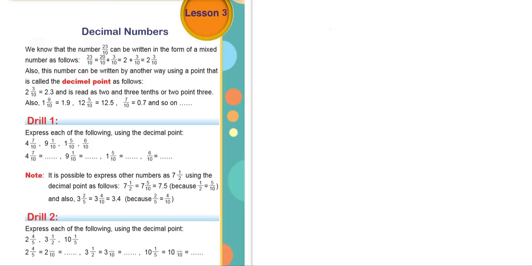Today we will start a new lesson, decimal numbers. What is a decimal number first? Decimal numbers are fractions which have denominator 10 and can be written by using a point. That is called the decimal point. As following.